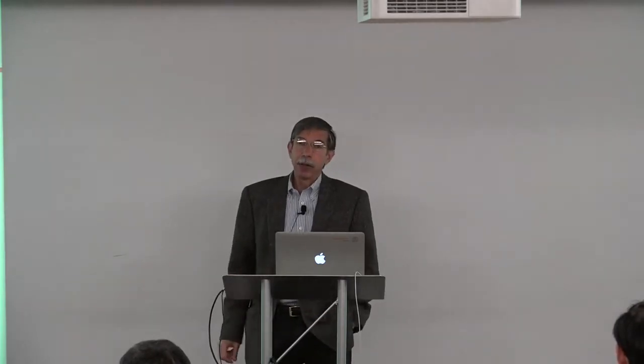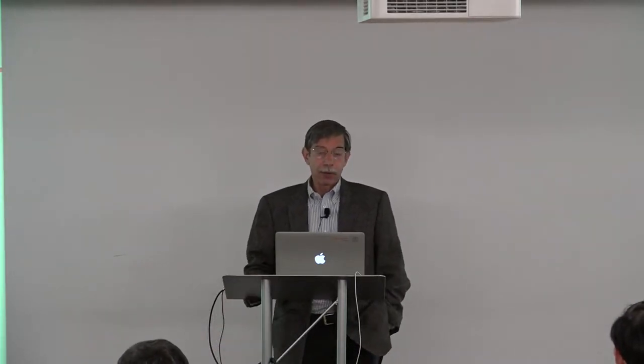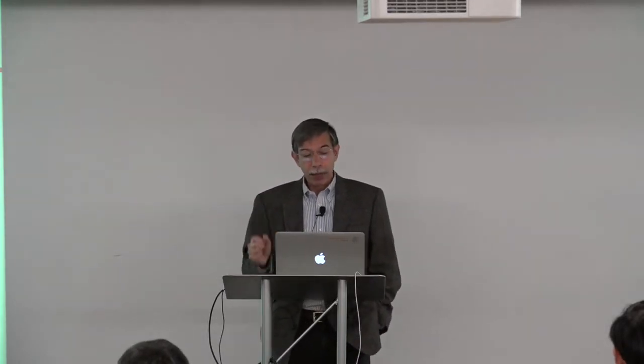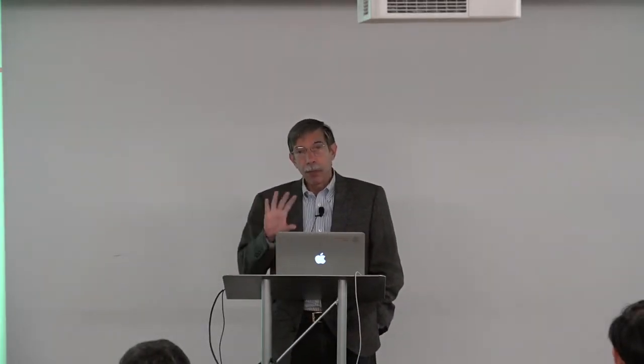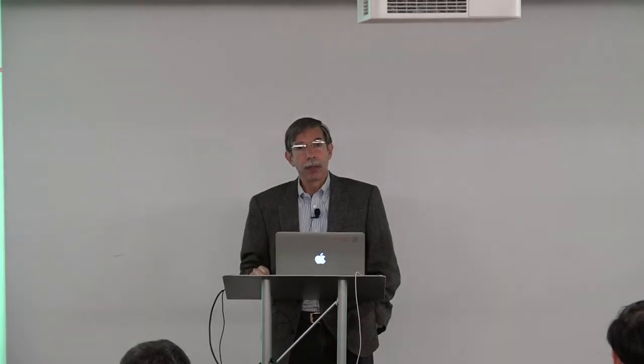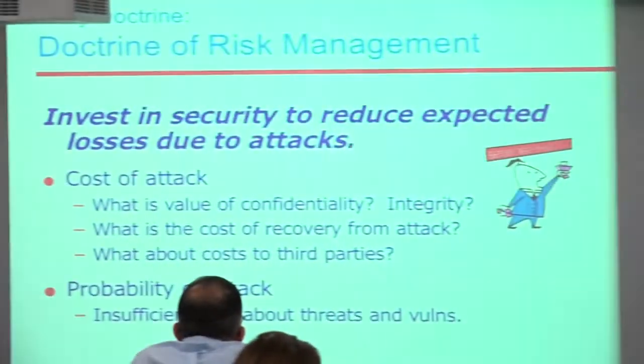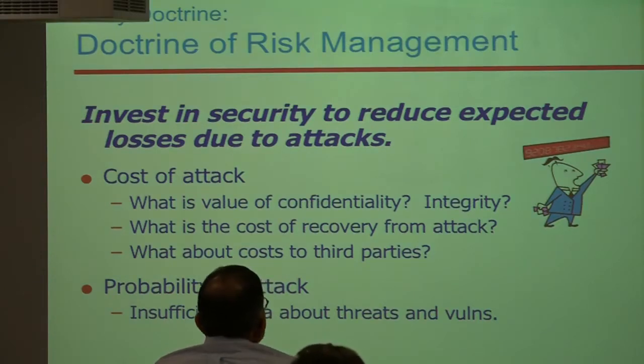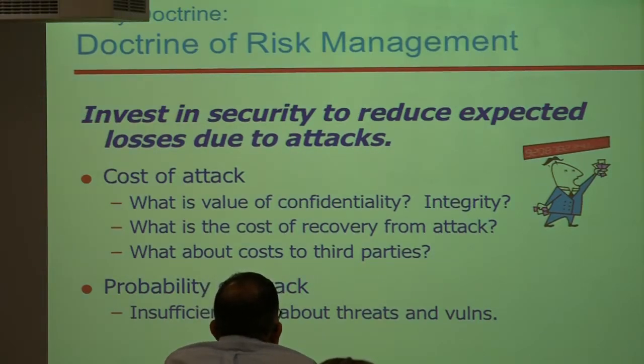Because it failed, that led to this doctrine of risk management, which said, let's only make investments in the small part of the system that's concerned with attacks. And so people talked about figuring out where to make investments and what not to make. And that required you to know how much damage an attack could do. And there was no way to agree on the value of confidentiality or integrity.